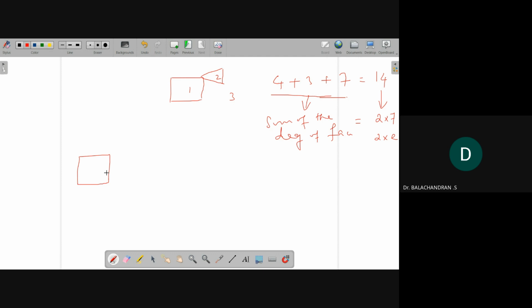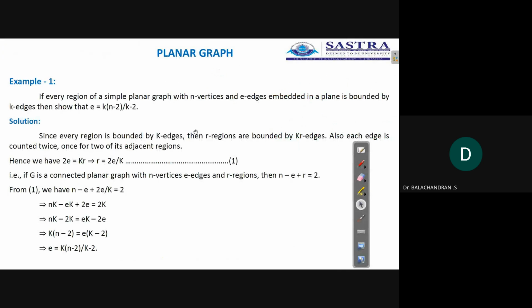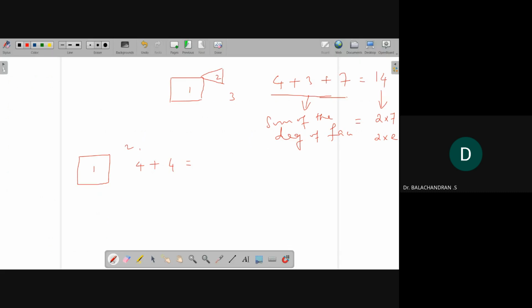Here, I'll take only this. This is face 1, face 2. So here, each face contains what? Face 1 contains how many edges? 4 edges. Face 2 also contains 4 edges. So that's why I told you, in this, every region is bounded by k edges. Here, k is 4. And r is 2, because the number of regions is 2.